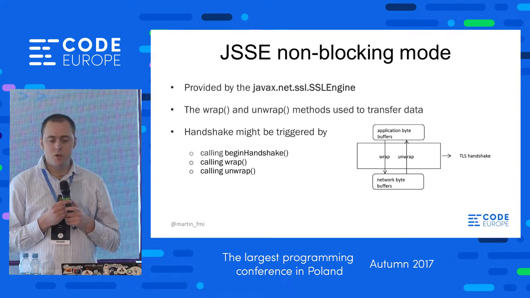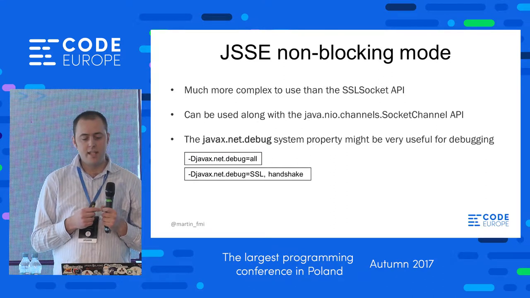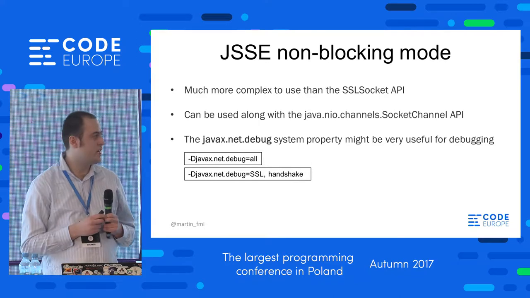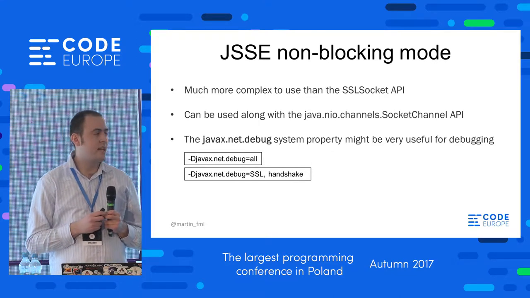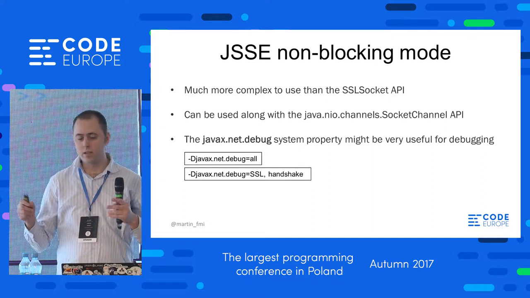This API is much more complex than the SSLSocket API. You have to consider a number of things. It's typically used along with an API which predates Java 9. It's called SocketChannel. A SocketChannel is an API to establish non-blocking communication over standard non-TLS sockets.